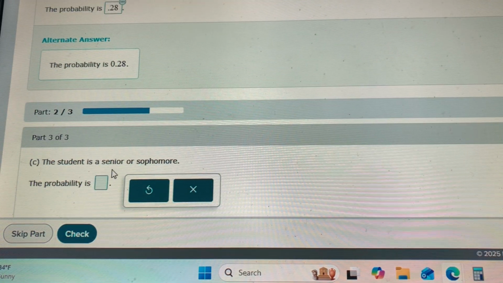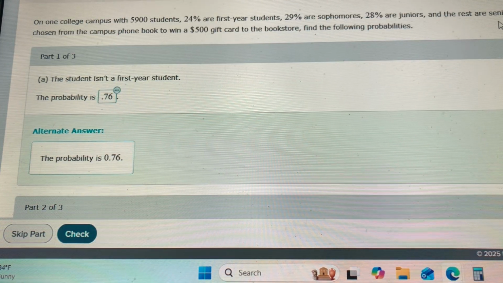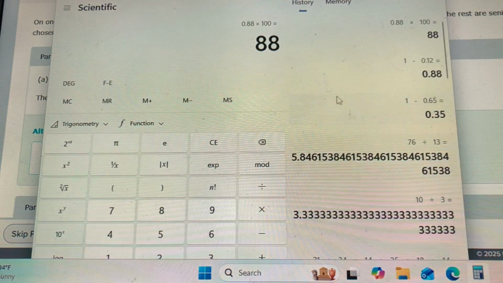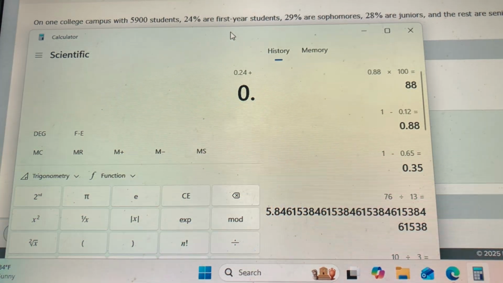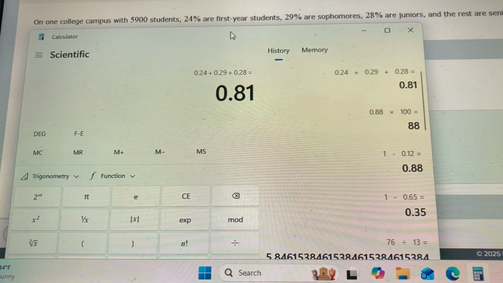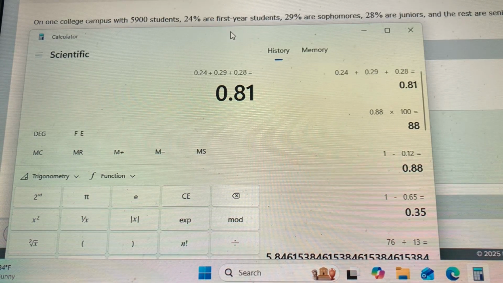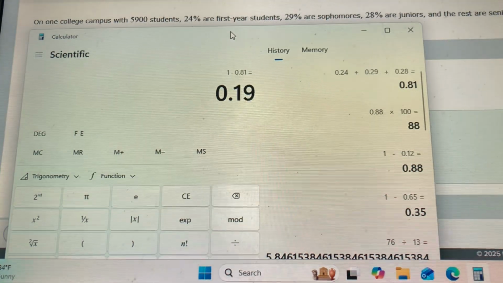And the student is a senior or a sophomore, so the problem is I don't know the seniors right now. But all 4 grades have to add up to 100%. So one thing I could do is add the 24% that are freshmen, 0.24, plus 0.29 are sophomores, plus 0.28 are juniors. That's 81% right there. So if you do 1 minus 0.81, this is how many must be seniors.